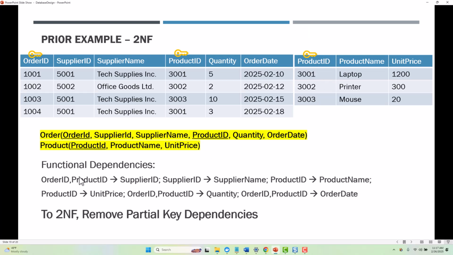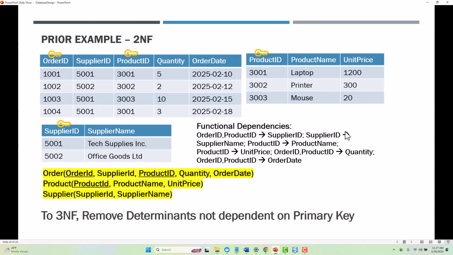Then when we move this, because the product ID functionally determines the product name and the unit price, that's going to be our key to that entity. Once we do that and move it out, we see here that we have the product reference down here and we have our order here, the same as what we're seeing in the table, so we're at 2NF. The only thing we need to do is go to 3NF. To go to 3NF, we need to remove the determinants that are not based off of the primary key. We already looked at one because we saw that the supplier ID determines a supplier name that wasn't dependent on the order ID and the product ID. So that is the determinant that's not dependent on the primary key, and we need to move it out into its own separate relation to get to 3NF.